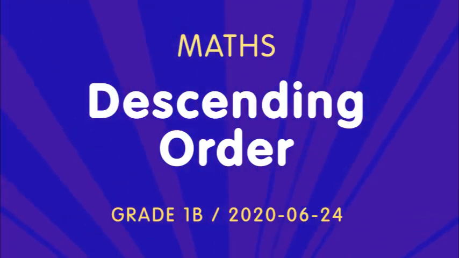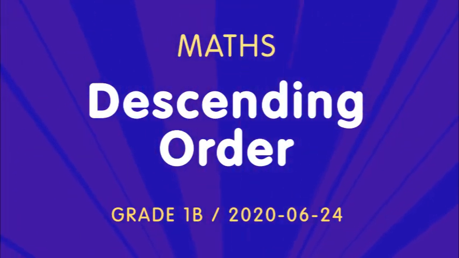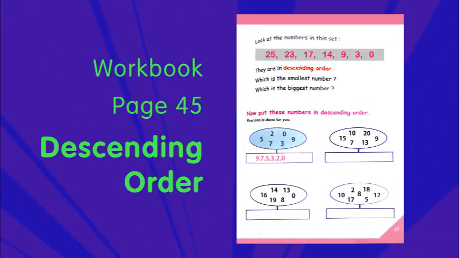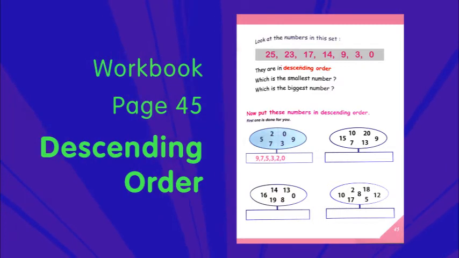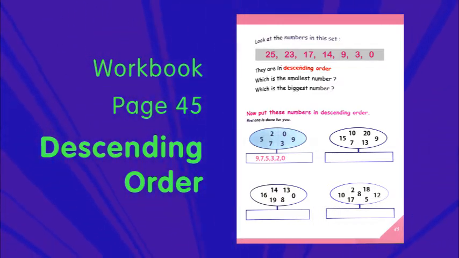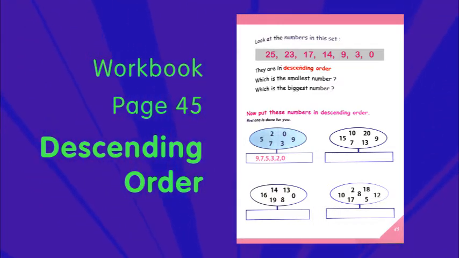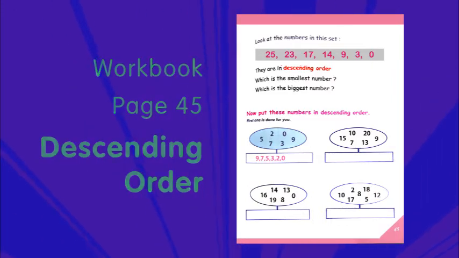Today the work we are going to do for maths is in your workbook, page number 45. Now, today the lesson we are going to do is on descending order.